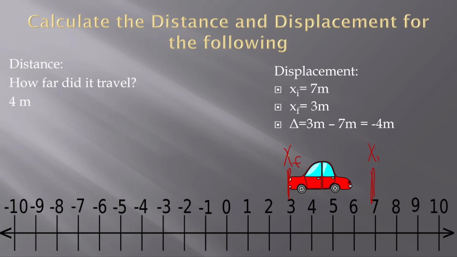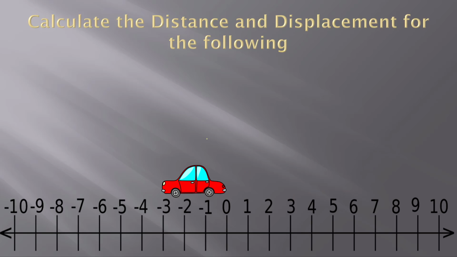Notice how the negative came from the fact that it's moving to the left, which is towards the negative end of the number line, where the first one was moving to the right, which was the positive end of the number line. So again, that scalar quantity didn't have a positive or negative to it. But the vector quantity does. It implies a direction.